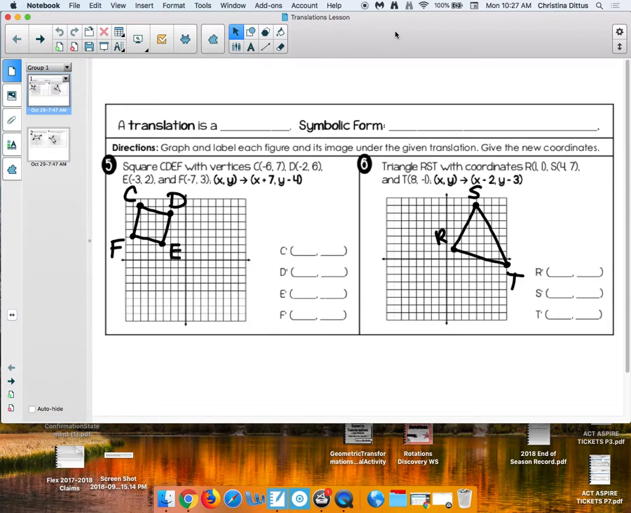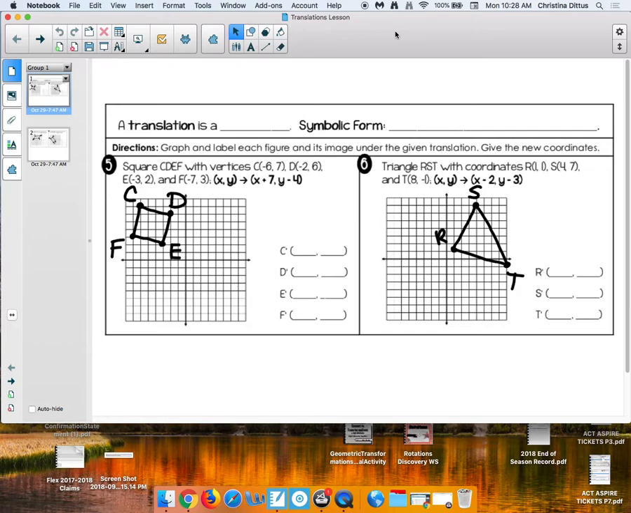About the coordinates. When you move your coordinates left and right, what does it change? It changes the x. If I move it up and down, what does it change? The y.